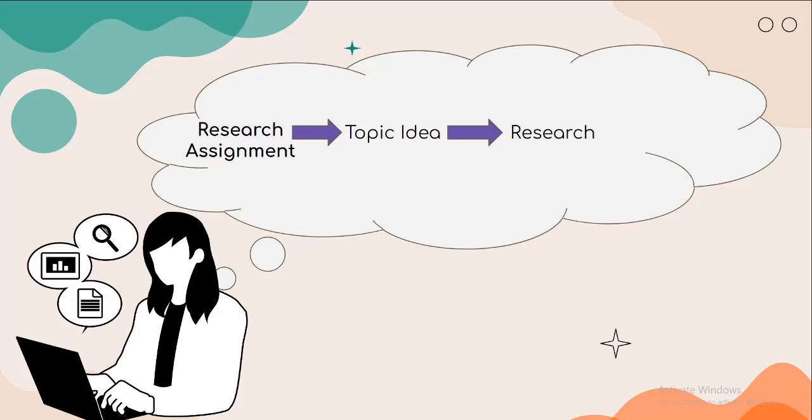So the thought process here is that I'm going to pick this topic, I'm going to research, and a lot of times students feel like they're going to find sources that support this topic idea that they've already come up with. And then once they have those resources to support that topic idea, they'll write their thesis statement and then write their overall paper.